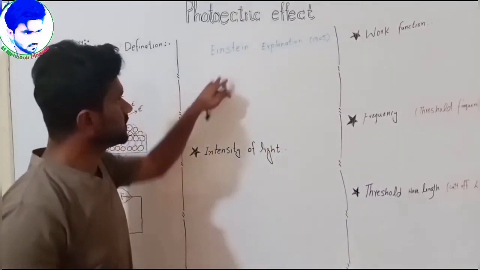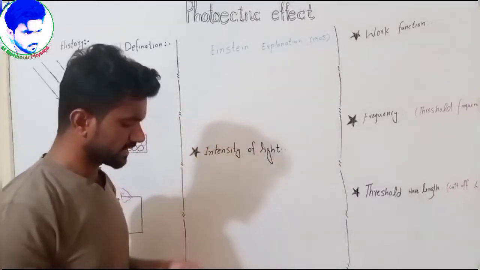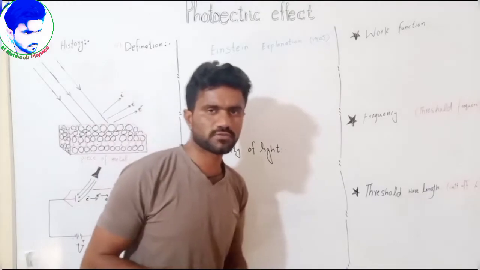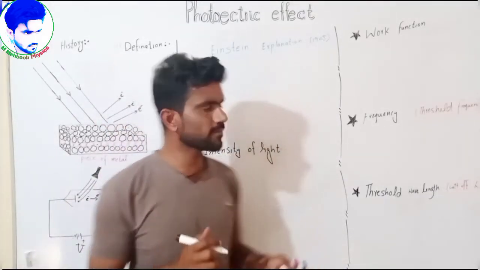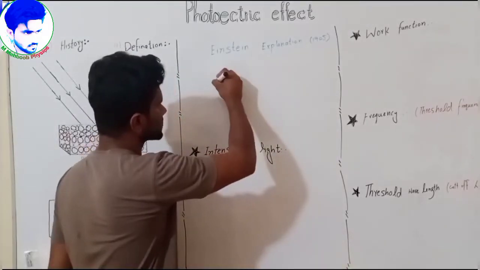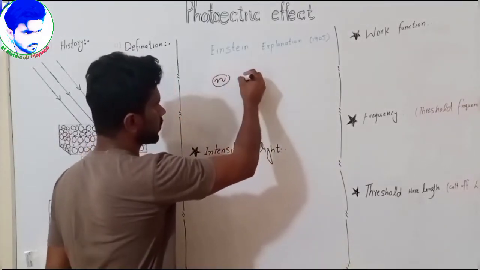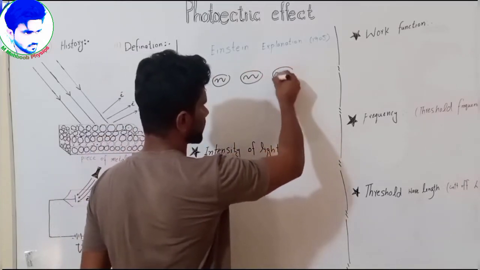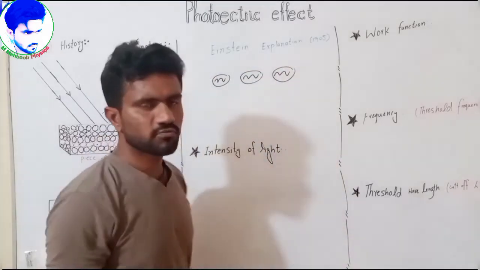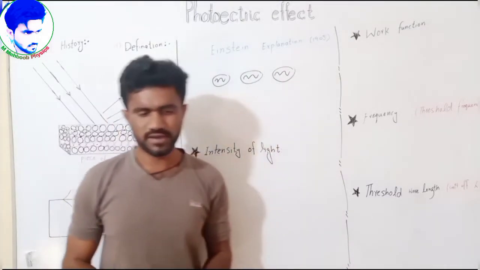In this, Einstein says that light consists of small tiny packets of energy, and he gave the name photon of light to these small packets of energy. And every single photon has wave nature.